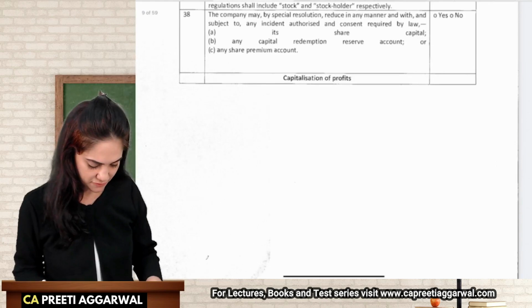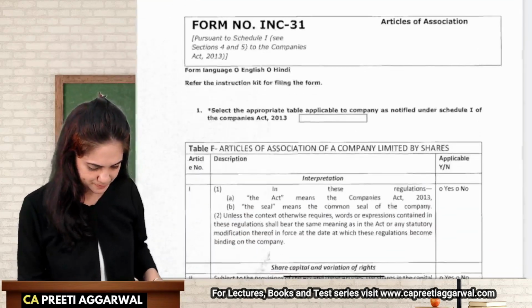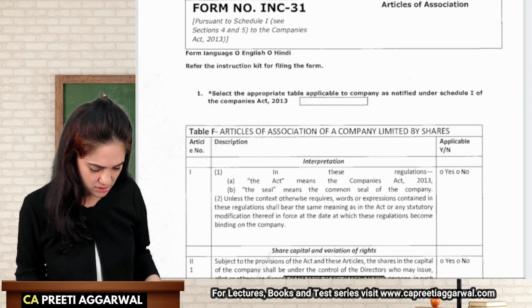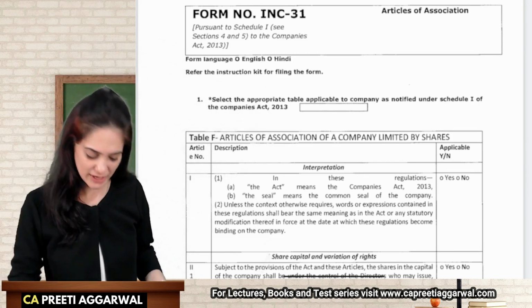The articles are a 59 page document. I don't think that you need to go through the entire document, because this is something which is not going to be asked in the exam. Let's just go through the headings.